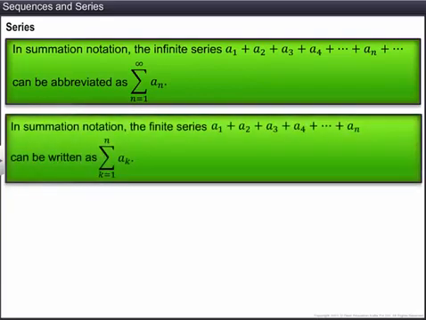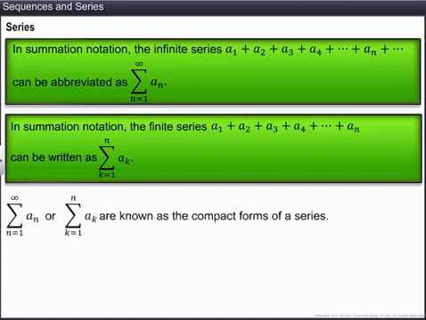Similarly, in summation notation, the finite series A1 plus A2 plus A3 plus A4 and so on up to An can be written as sigma Ak, where k is from 1 to n. The summation representation of a series is also known as the compact form of the series.